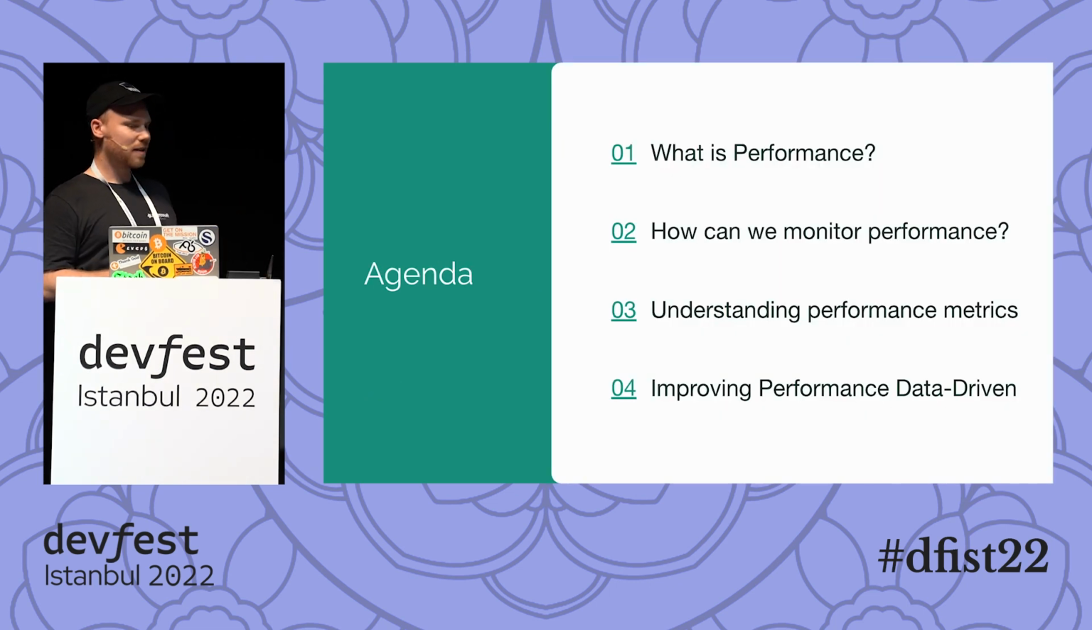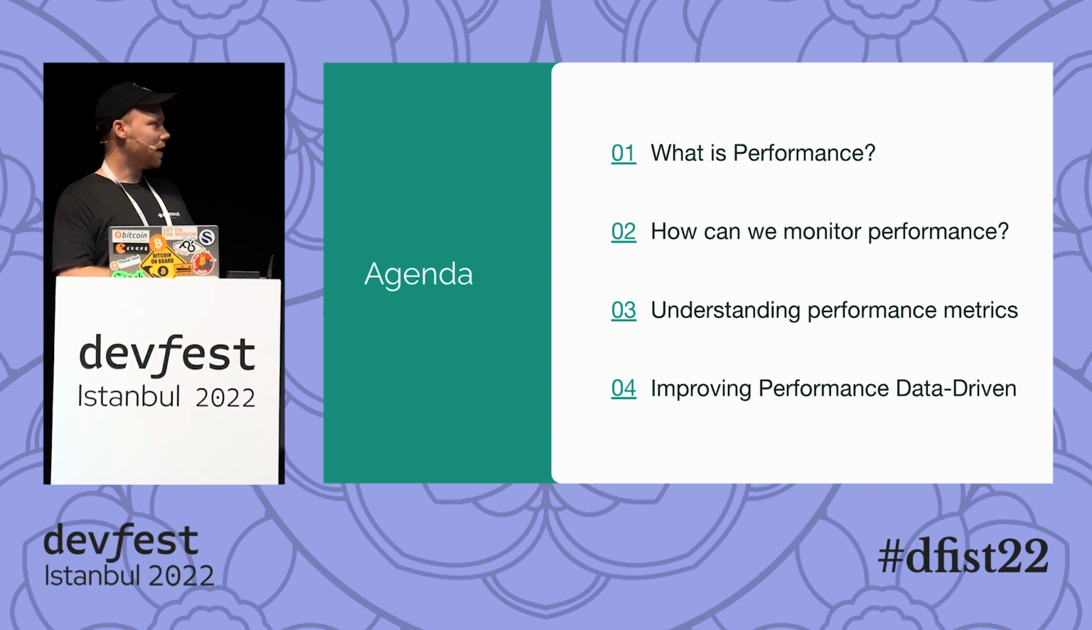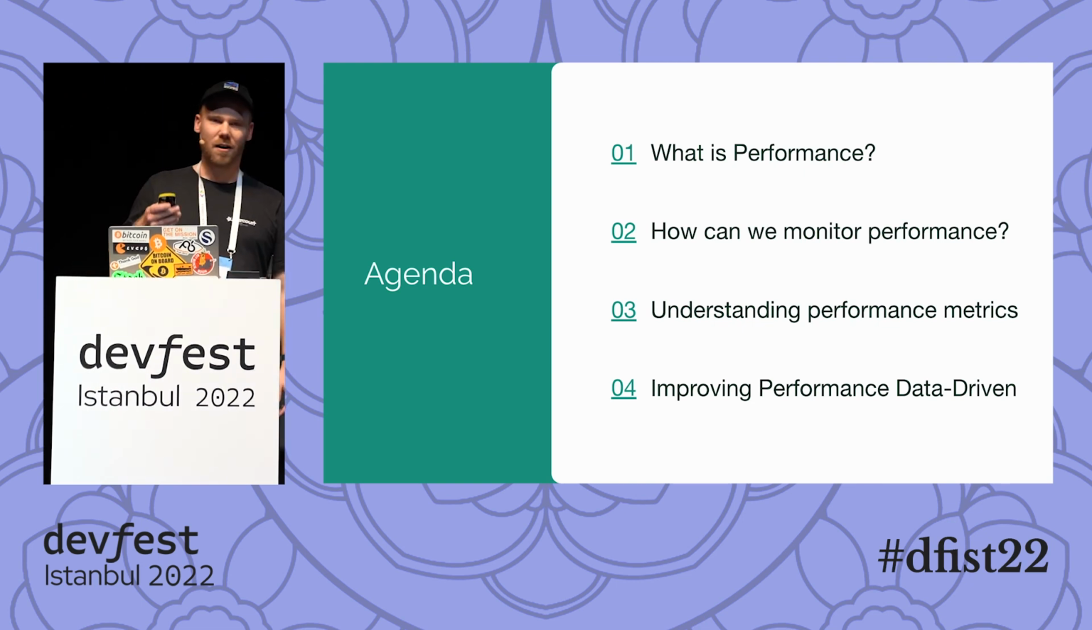So as I said, first we'll be looking at what is performance, because depending on the context, performance can mean a lot of things. Then we will look at how we can actually monitor performance. From then we go to understanding the performance metrics that we are collecting. And from this, we will move to improving the performance in a data-driven way. All right, let's jump in.